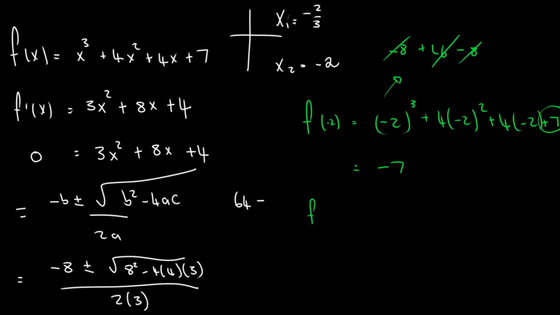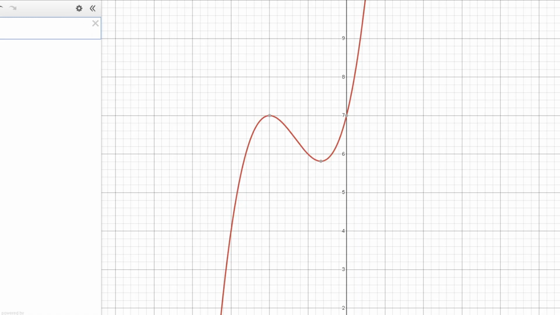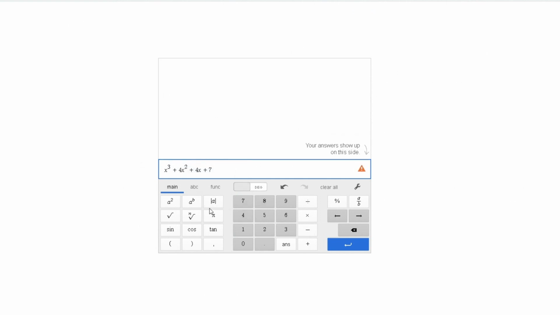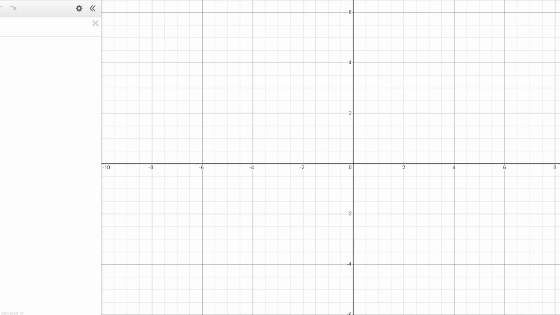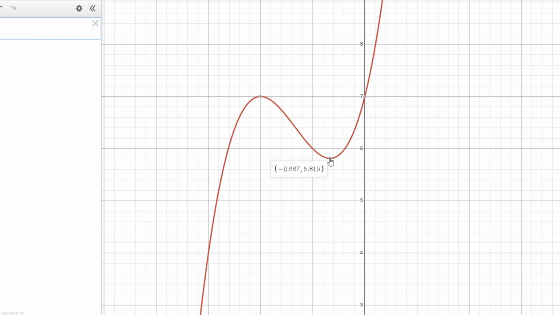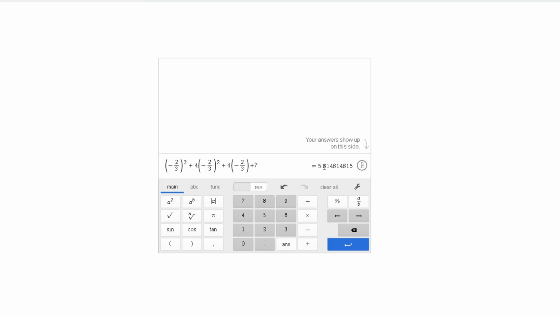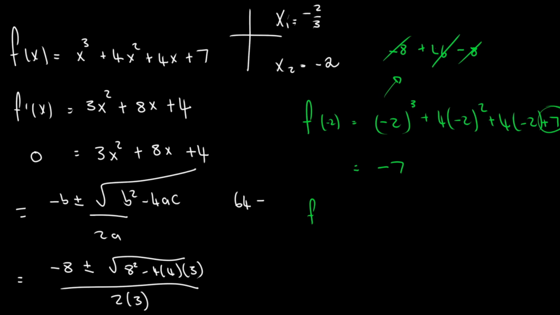Let's look at the next one. For the next one I'm going to use a calculator. Let's substitute negative 2 over 3. Let's have a look. 5.814. Let's go back and look at that. Look at that, 5.815. So they rounded it off. Let's go.